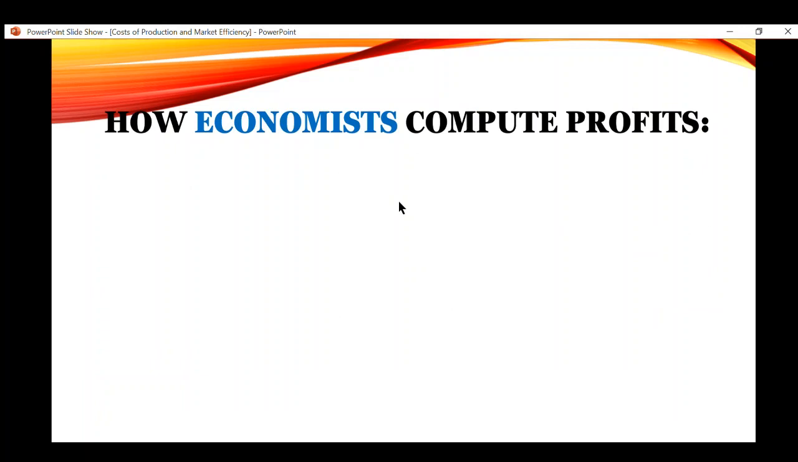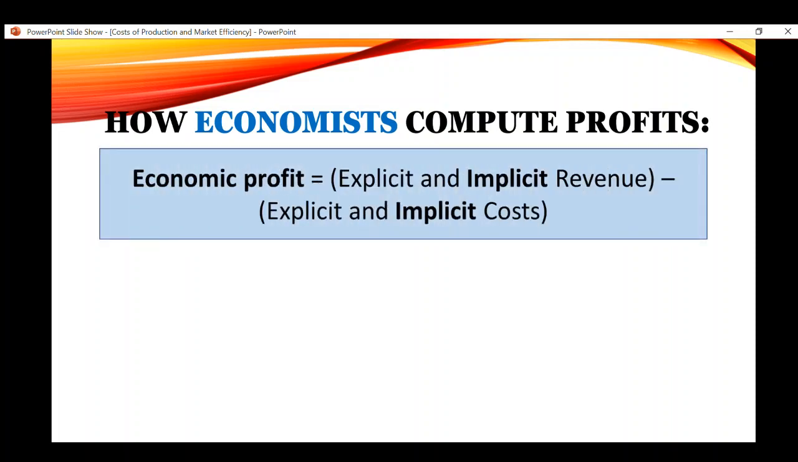On the other hand, economists compute profits in a different way. For economists, economic profit is equivalent to the explicit and implicit revenue minus the explicit and implicit costs.